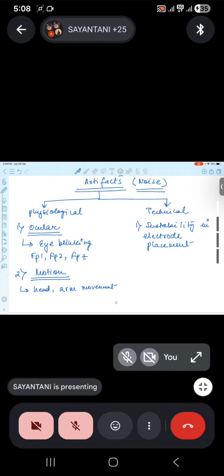So that means the gel you have provided for placing the electrodes has not been properly placed, right? Maybe the gel was insufficient, maybe the gel had dried up, due to which you're not getting the proper response and a lot of noise is being induced in your EEG responses. So that is a technical artifact.